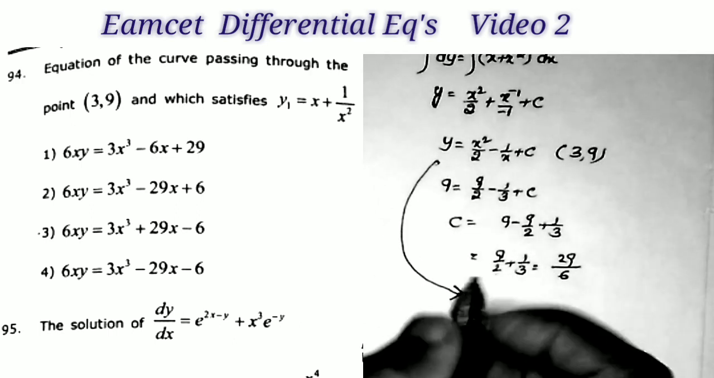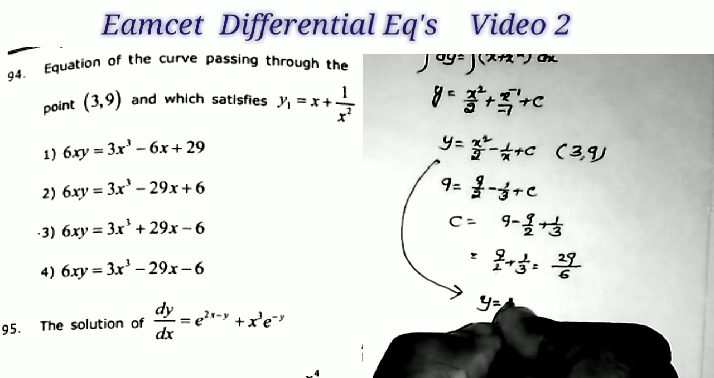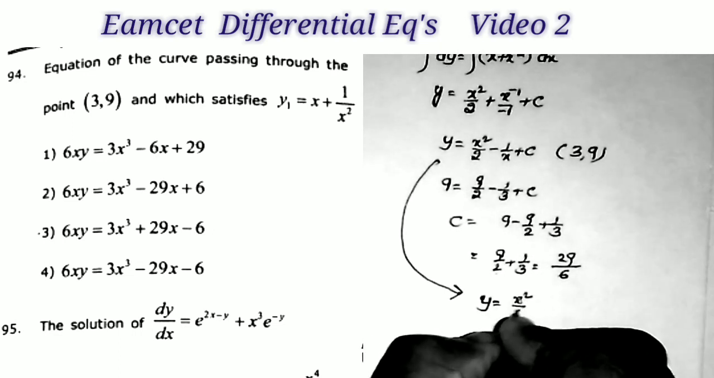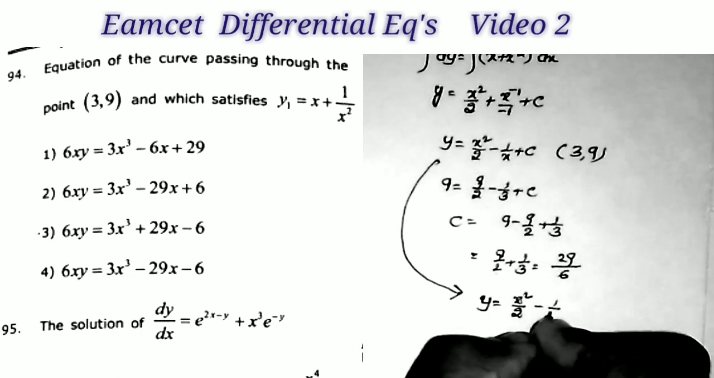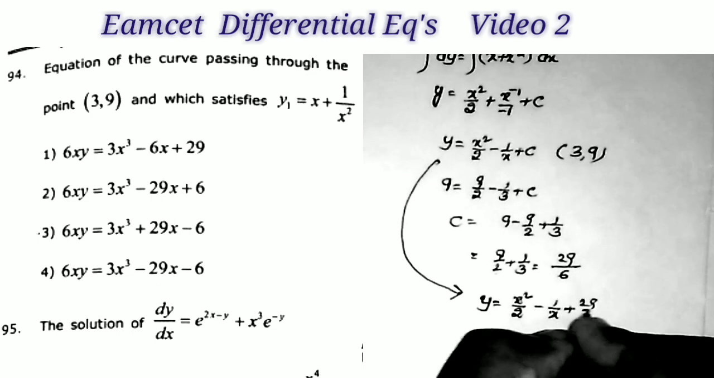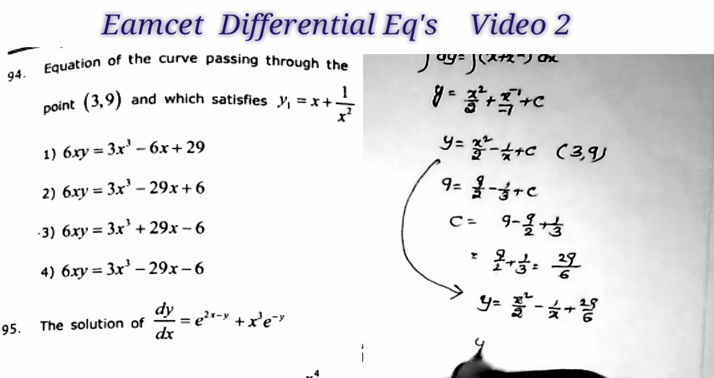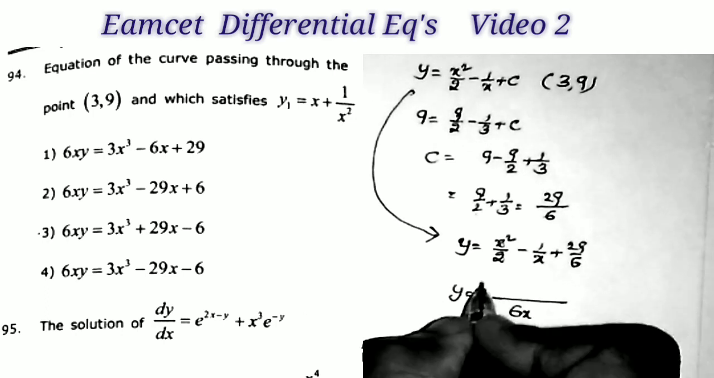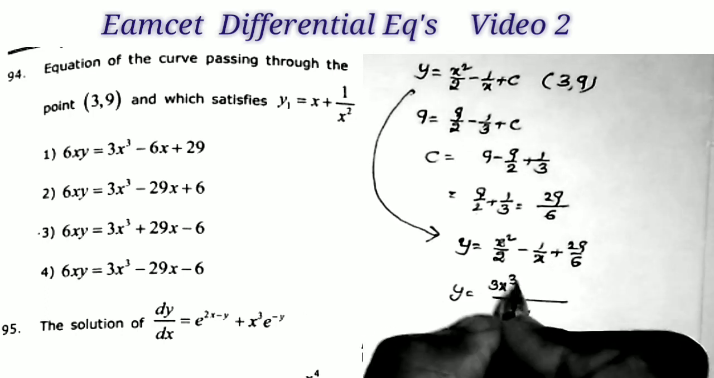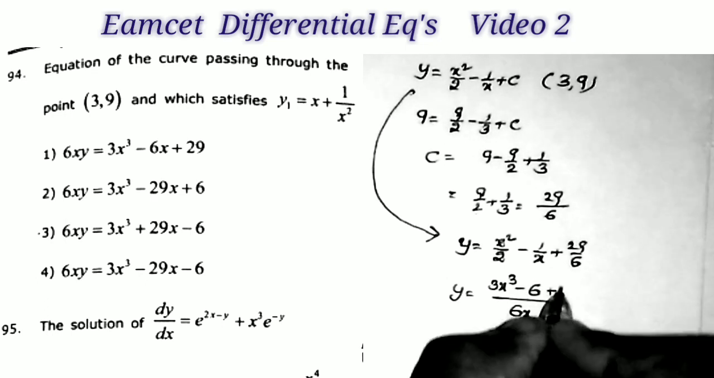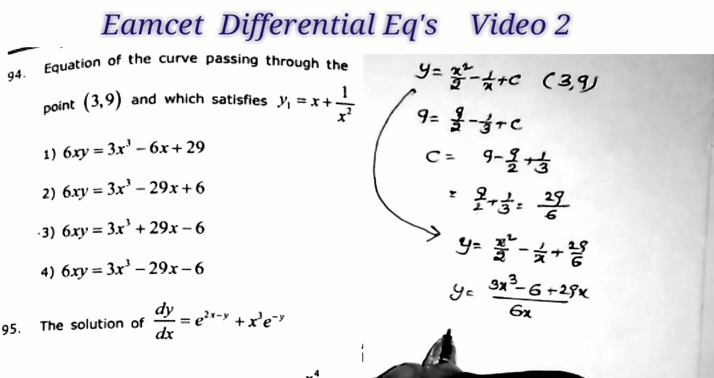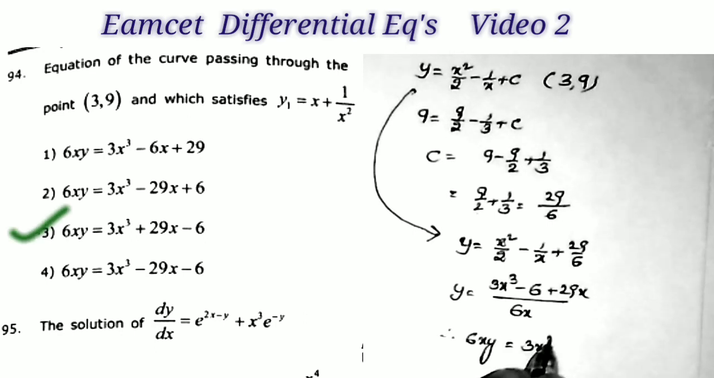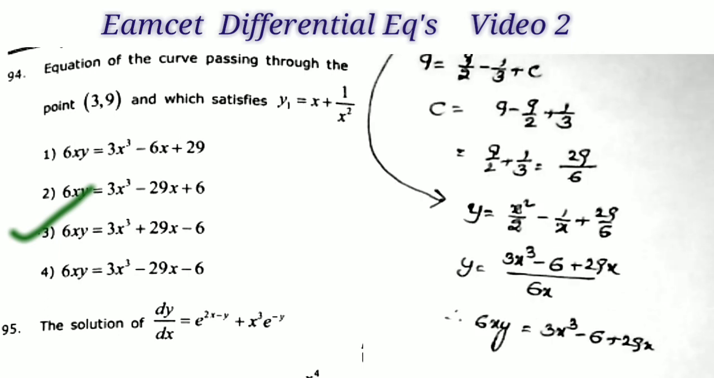Now replacing that value in the answer. Therefore, the answer is y is equal to x square by 2 minus 1 by x plus 29 by 6. Now doing LCM. That is y is equal to, here 6x is the LCM. So 3x into x square, 3x cube minus 6 plus 29x. Therefore, the answer is 6xy is equal to 3x cube minus 6 plus 29x. That is the third option.